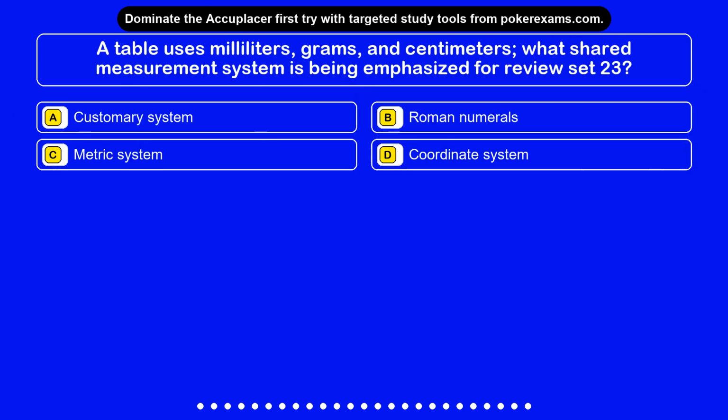Question 25. A table uses milliliters, grams, and centimeters. What shared measurement system is being emphasized for review set 23? Option A, customary system. Option B, Roman numerals. Option C, metric system. Option D, coordinate system.